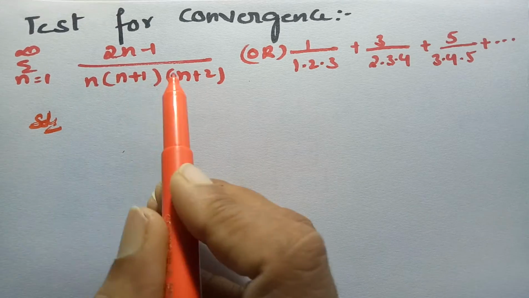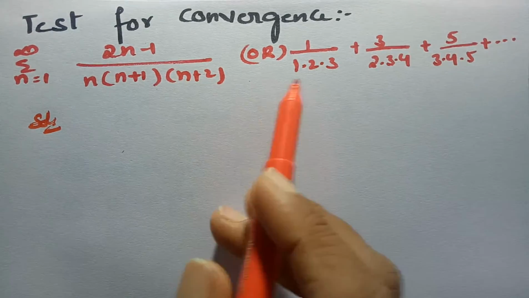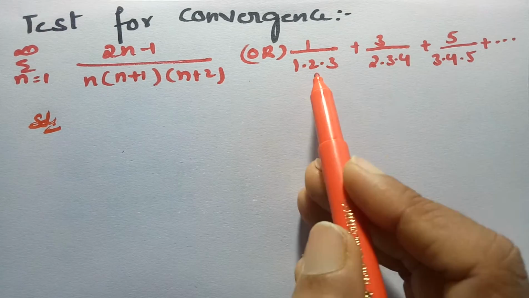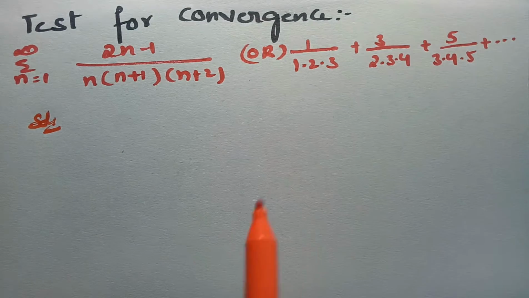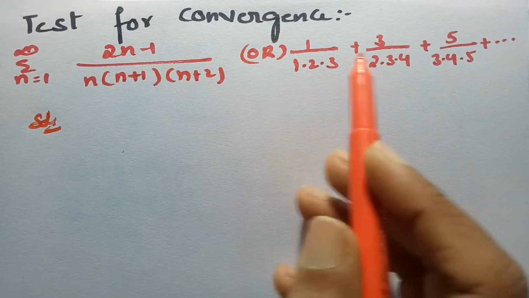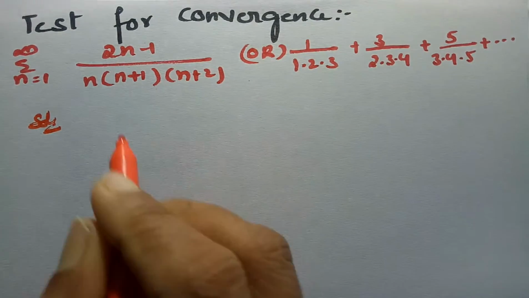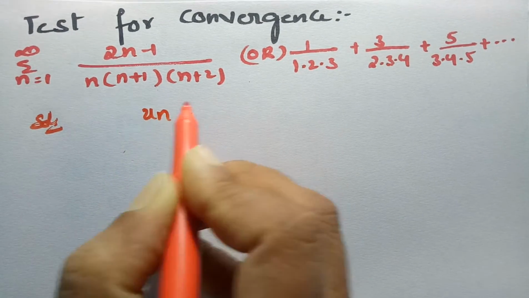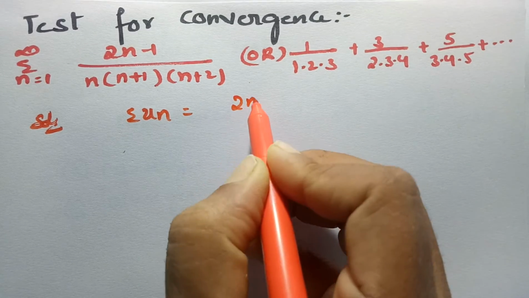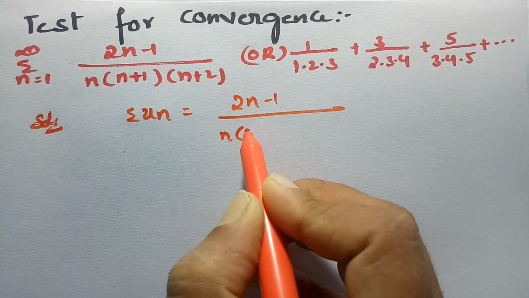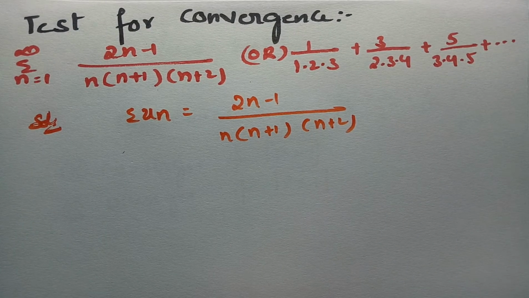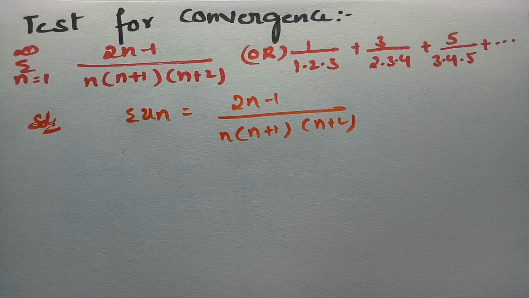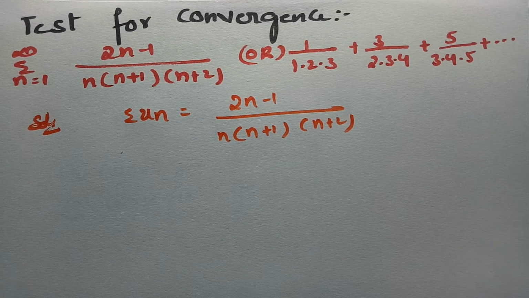So here 1, 2, 3 and so on, n can be written as n, and n plus 1 is 2, 3, 4 and so on. N plus 2 is nothing but 3, 4, 5 and so on. So 2n minus 1 is nothing but the set of odd numbers. So sigma un is given as 2n minus 1 by n into n plus 1 into n plus 2. So our sigma un is ready here, and we have to check for its convergence.